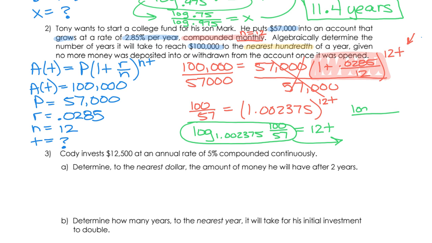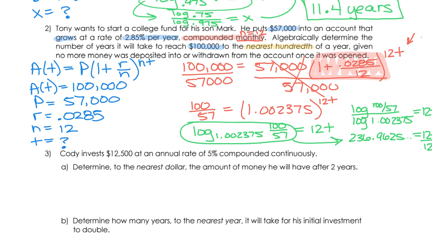Okay. So this is going to be log on top, log on bottom. The 100 over 57, or the equivalent decimal, goes on top. The 1.002375 goes on the bottom. And we have to remember that's equal to 12t, not just t. Okay. When I type it in, I get 236.9625... Okay, and that's equal to 12t.